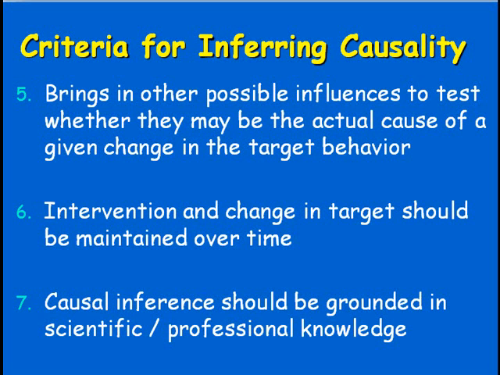Number 6, intervention and change in target should be maintained over time. If it's truly the intervention that caused it, you should be able to maintain that over time. It shouldn't be a short-term thing. And then finally, causal inference should be grounded in scientific or professional knowledge. There should be some theoretical basis that this intervention caused the change.